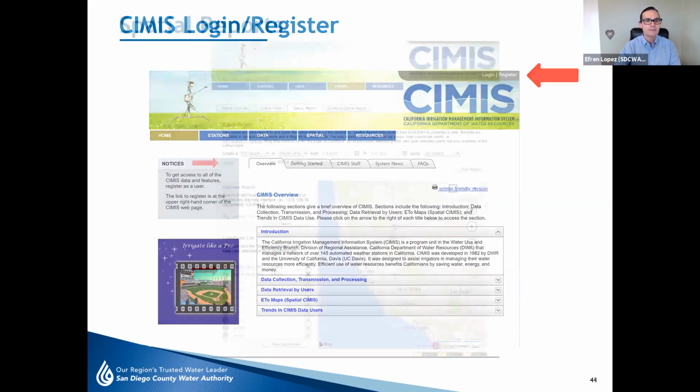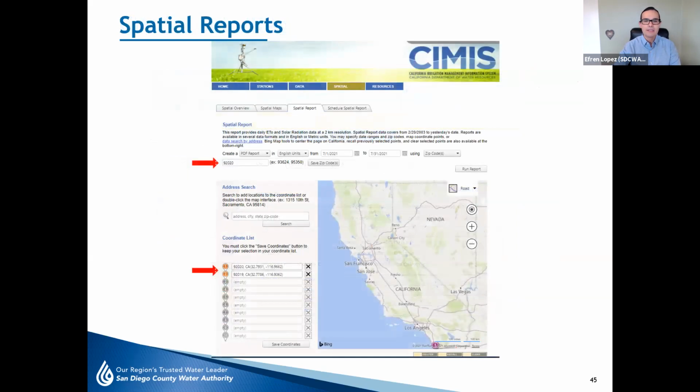Next slide, please. And then to have access to this spatial data, you just log on, you can type in a zip code, or you can do an address, and then a coordinates list will be created. This generates a report for you to use for your service area, and you can download different types of reports.